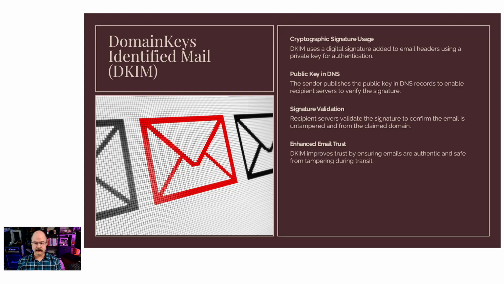Upon receiving the mail, the recipient server retrieves the public key and uses it to validate the signature, similar to how certificates work. If the signature is valid, it confirms the message has not been altered and that it is indeed sent by the claimed domain. DKIM enhances trust in email communication by ensuring the messages are not tampered with during transit and that they originated from legitimate sources.